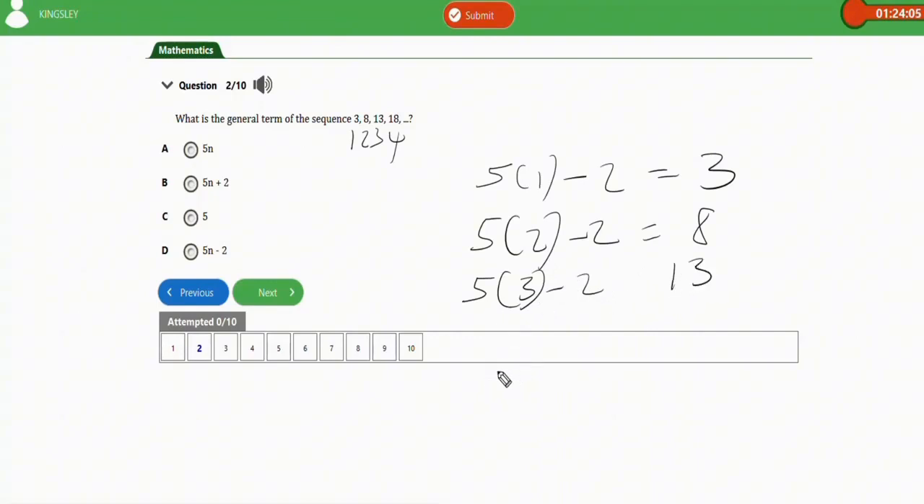Last one, when n is 4, it gives 5 times 4 minus 2. 5 times 4 is 20, and 20 minus 2 is 18. So the correct option in this question is option D. This is the nth term of the sequence that gave us the outputs we have here. It's as simple as this. Let's wipe this and solve the third question. We're making progress.